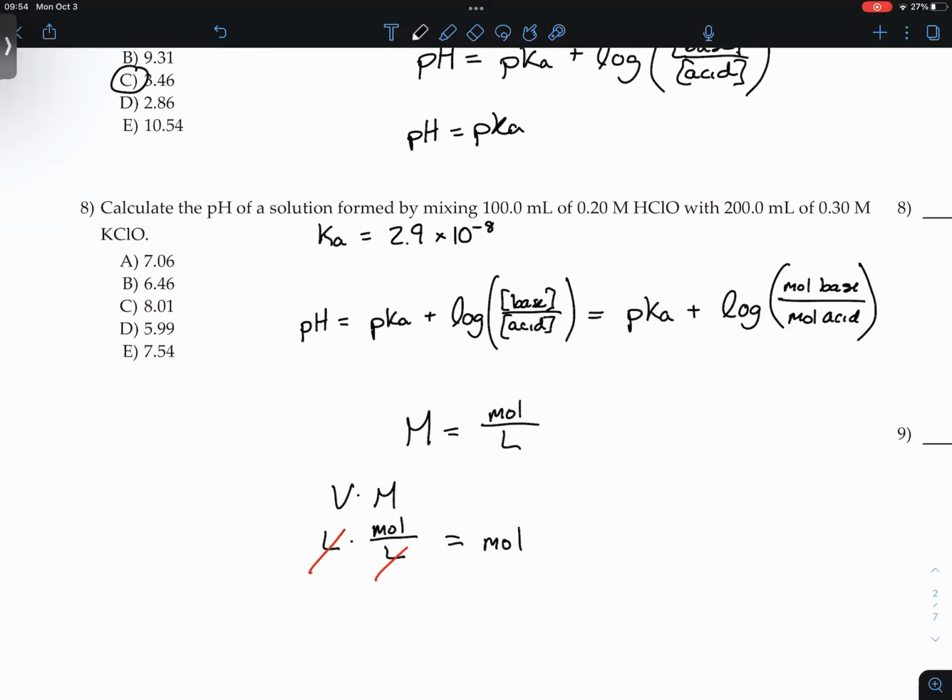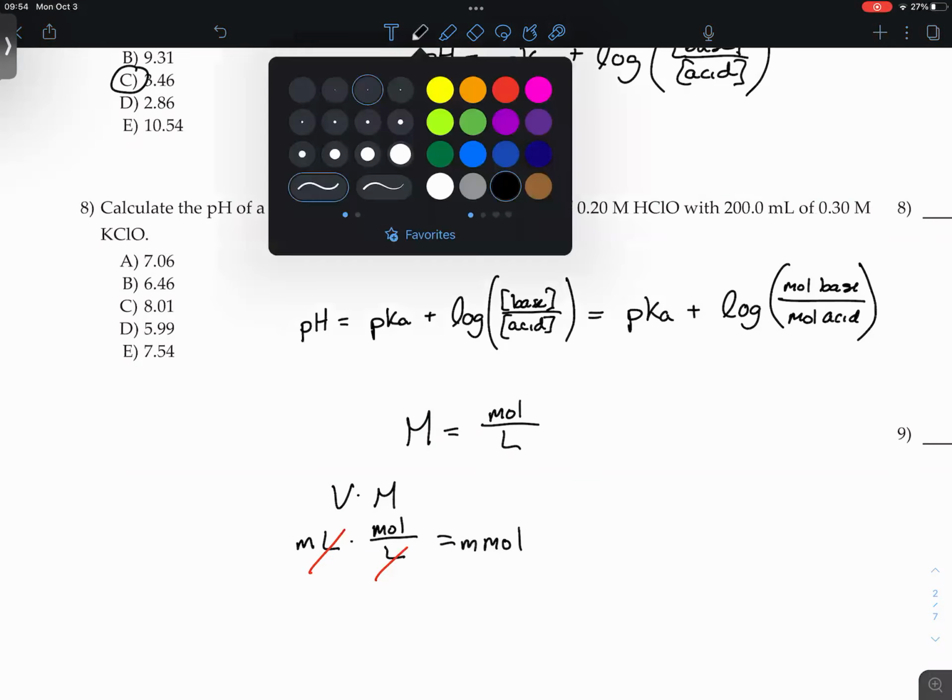That's fine. If I leave it in milliliters, what's going to happen is those liters still cancel out, but the milli doesn't. And so I'm actually going to be left with millimoles. And that's perfectly fine as well. Anything that you can do in moles, you can do in millimoles as well. Okay, so either one of those would have been fine, but that's how I'm going to have to calculate the moles of base and the moles of acid. All right, so I'm going to take my formula.